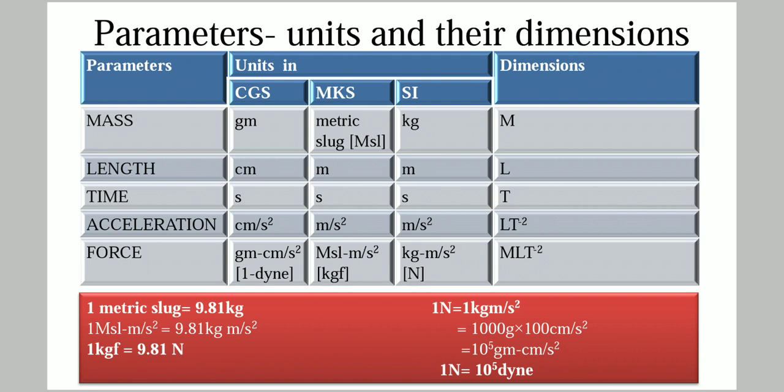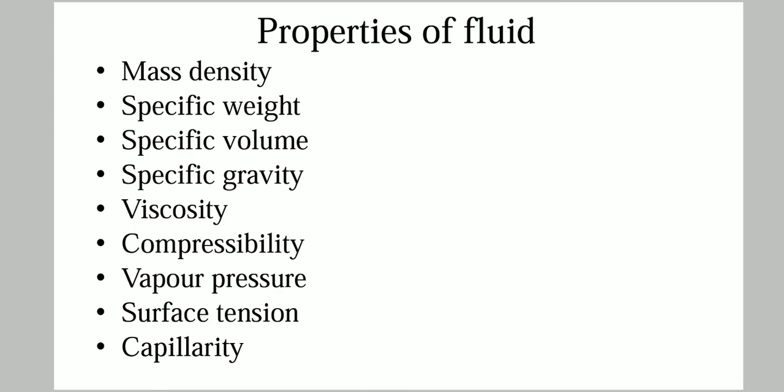So 1 metric slug is 9.81 kilogram. And we all know 1 Newton is 1 kilogram meter per second square. From this we can get 1 Newton is 10 power 5 dyne, and 1 kilogram force is 9.81 Newton. So these are some conversions which you may see. In the following we will be using some more conventions also, so go through it.